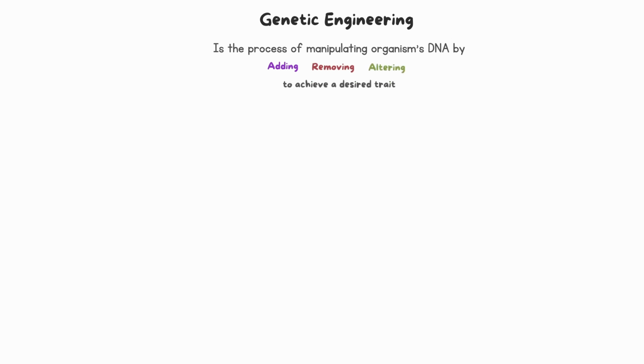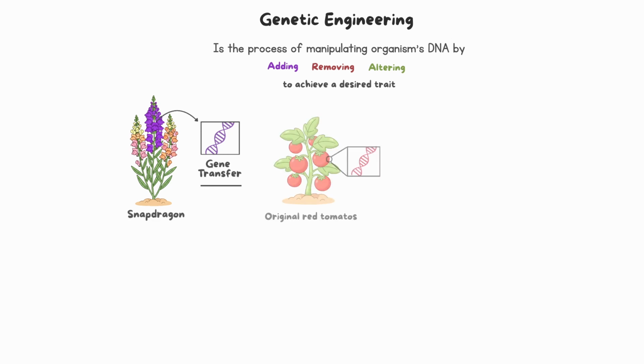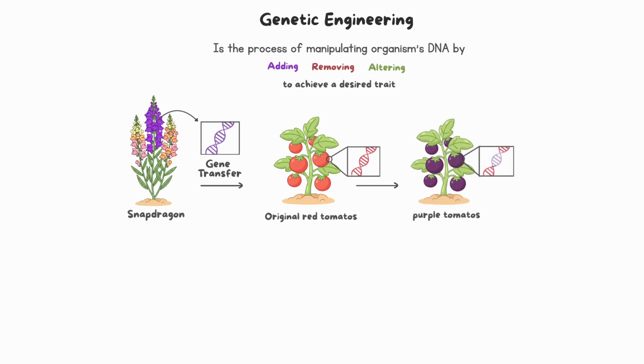Genetic engineering is the process of manipulating an organism's DNA by adding, removing, or altering a gene to achieve a desired trait. It's like taking the genes responsible for the purple pigment in snapdragon plants and transferring them into tomatoes in order to have purple tomatoes instead of the usual red ones.